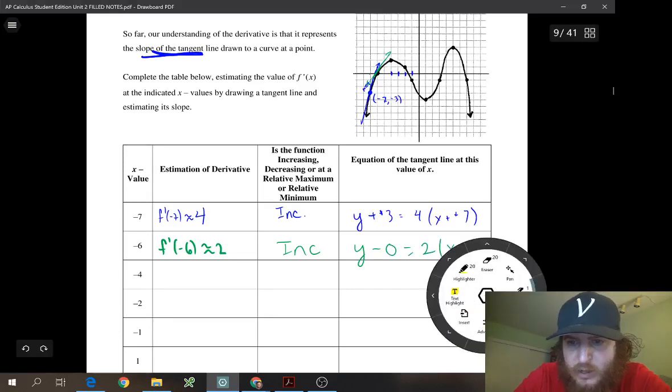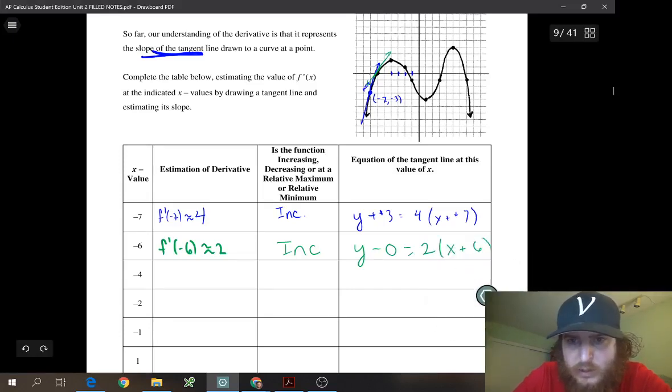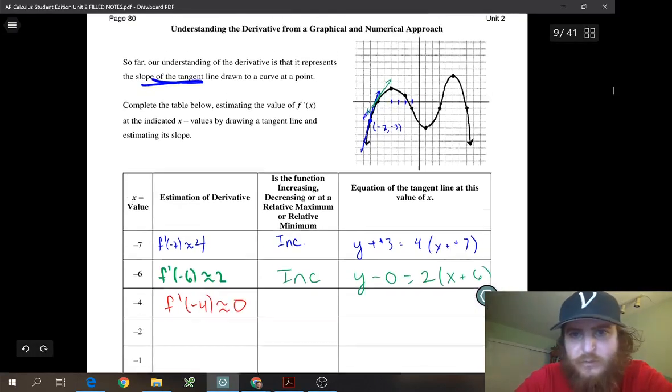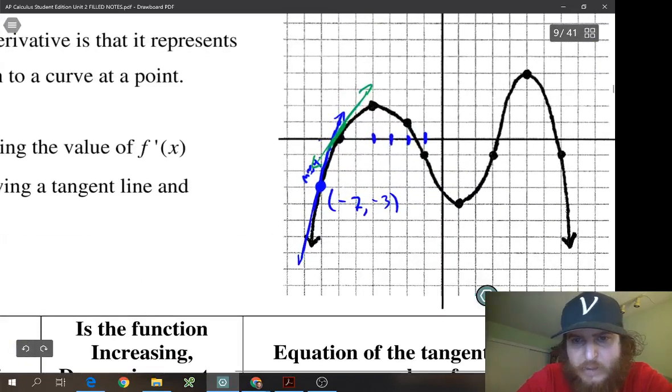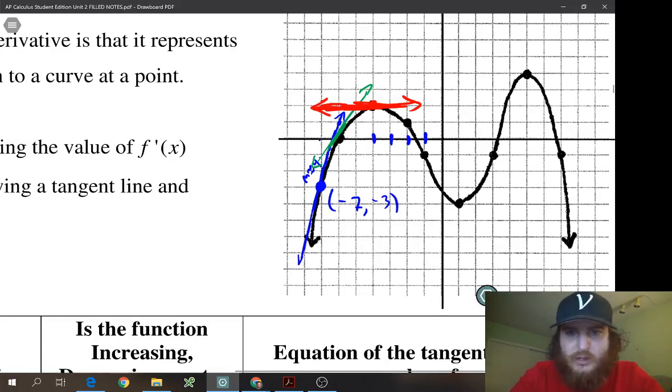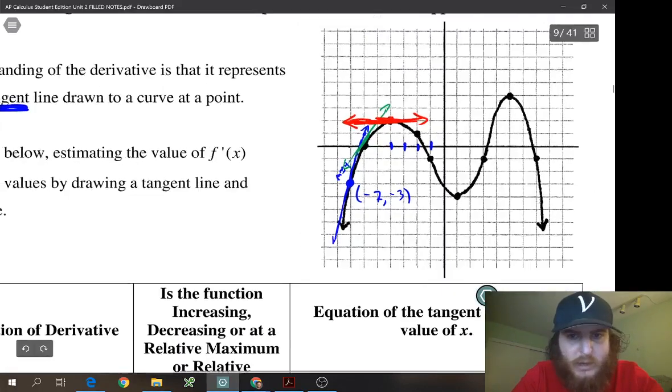Okay, our next one would be here. And this one, the slope is actually 0. Okay, if you put undefined, that's wrong. It's 0. And this one does need to be 0. So what happens here is at -4, the tangent line is just going straight left and right. That's what our tangent line looks like. And so back from math 1, the slope of any horizontal line is 0 because it's up 0 over however many.